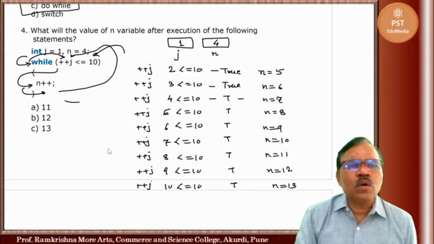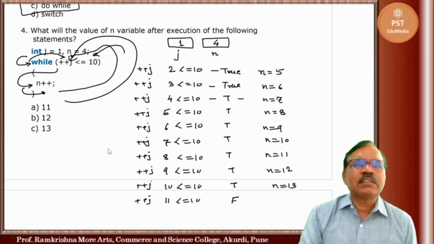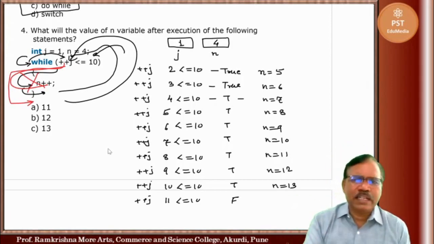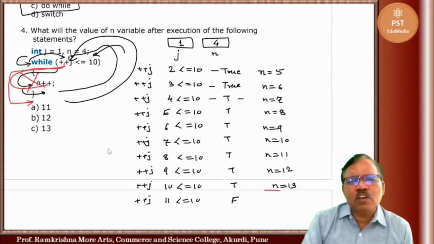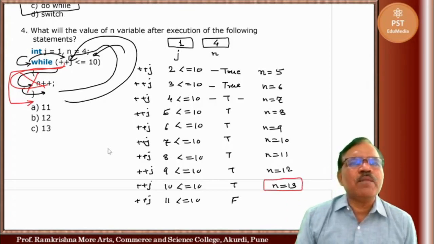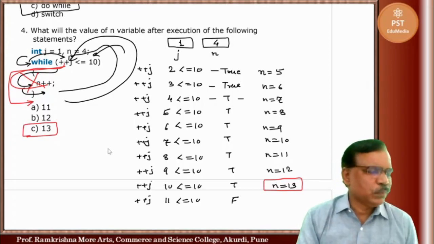Now it will go back. Plus plus j. J is 11, less than or equal to 10. It is false. It is false means what will happen? It will not enter in the loop. It will directly go to next statement after the loop. Whatever next statement. So what happens? What is final value of n? As long as condition is true. So final value of n will be 13. So here you will get 13. Is it clear to you?